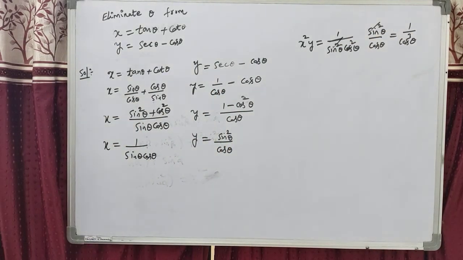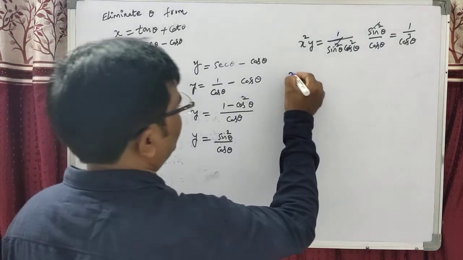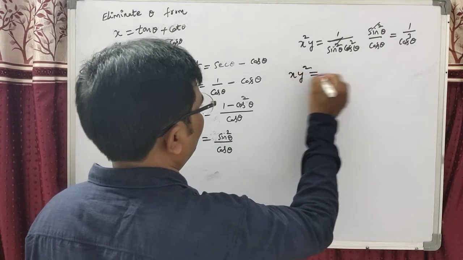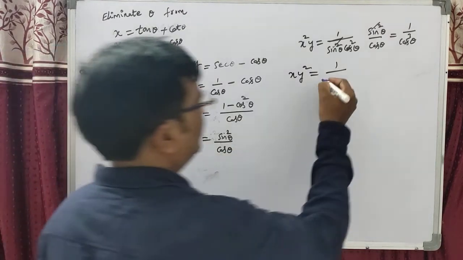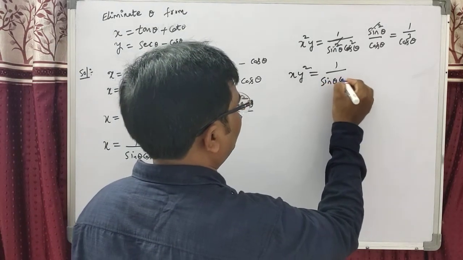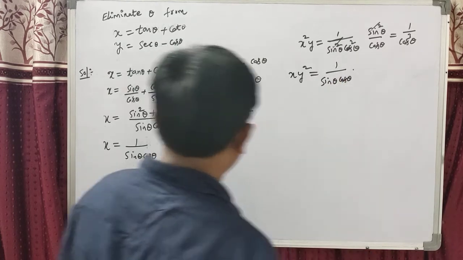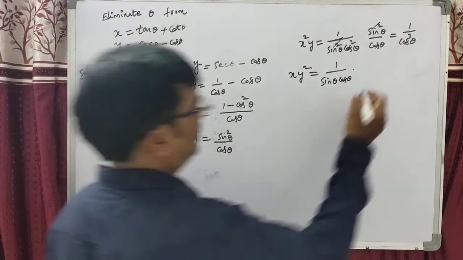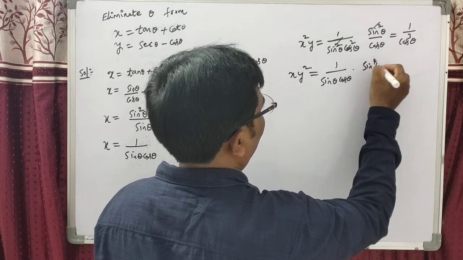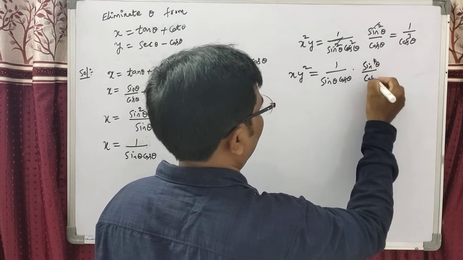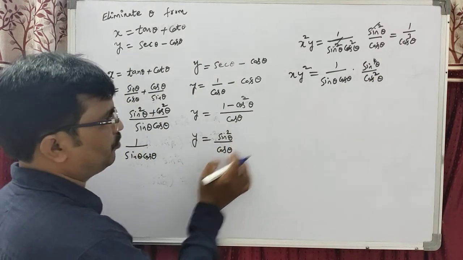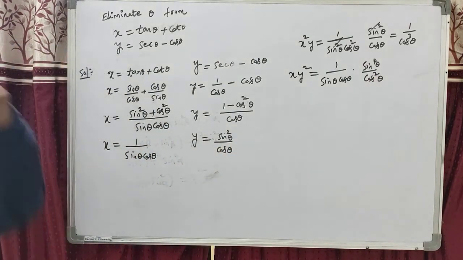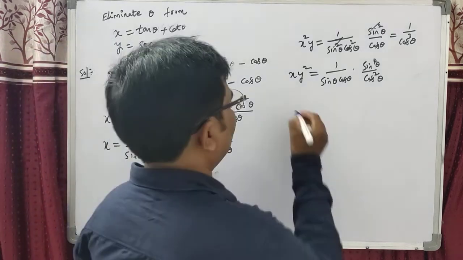Dear students, now we take x into y square. What is x, students? 1 upon sin theta cos theta. y square is sin power 4 theta by cos square theta. Now, how to write this here? This can be written as, how to write?